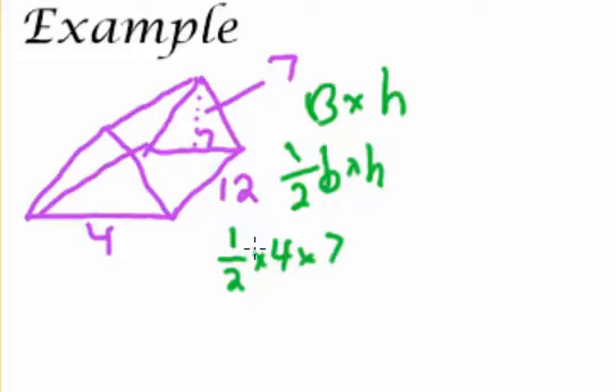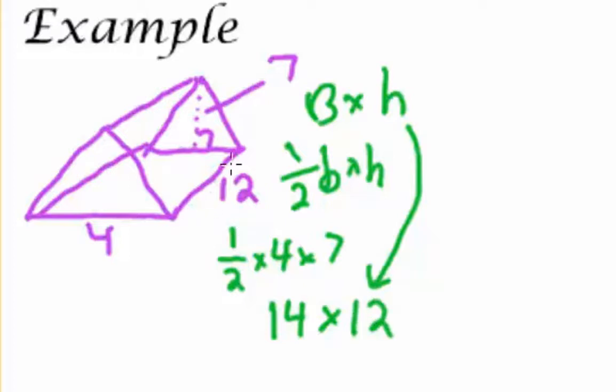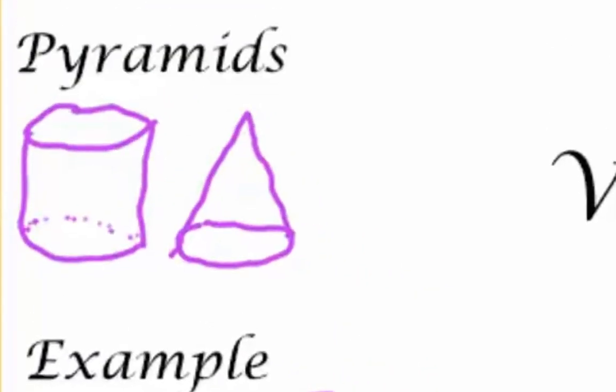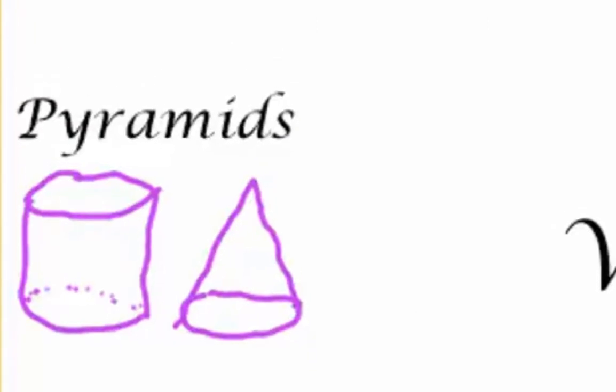So 1/2 times 4, the base of the triangle, and 7, the height of the triangular base. So the area of the triangle will end up being 14, 1/2 times 4 times 7, and then I bring down the height of the figure, the distance between those two bases, to get 12. And 14 times 12 will give me 168 cubic units.